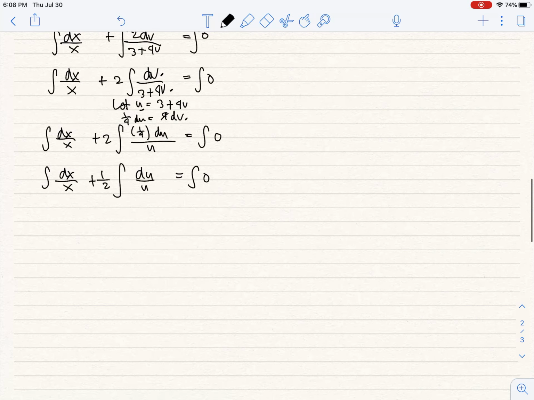Okay? So next is integrate na ang each term. So this is ln x plus 1/2 ln u is equals to the integral of 0, which is c. Okay, so since this is in the u form, we're going to substitute back the original value of u, which is 3 plus 4v. So this is ln x plus 1/2 ln of 3 plus 4v is equals to c.